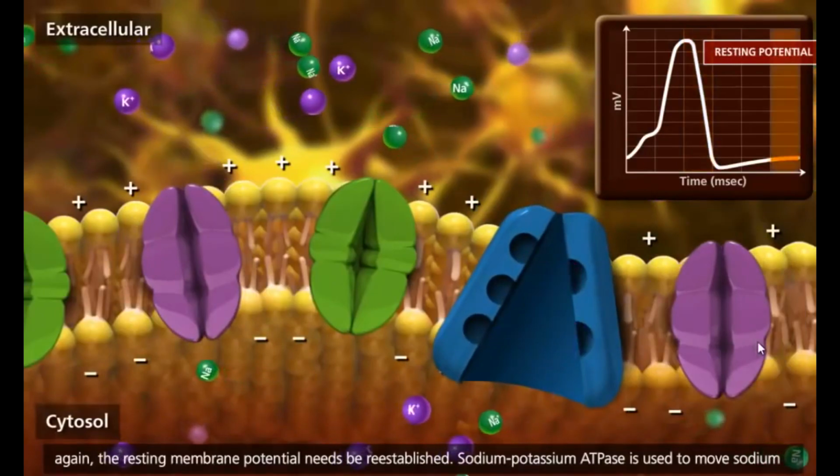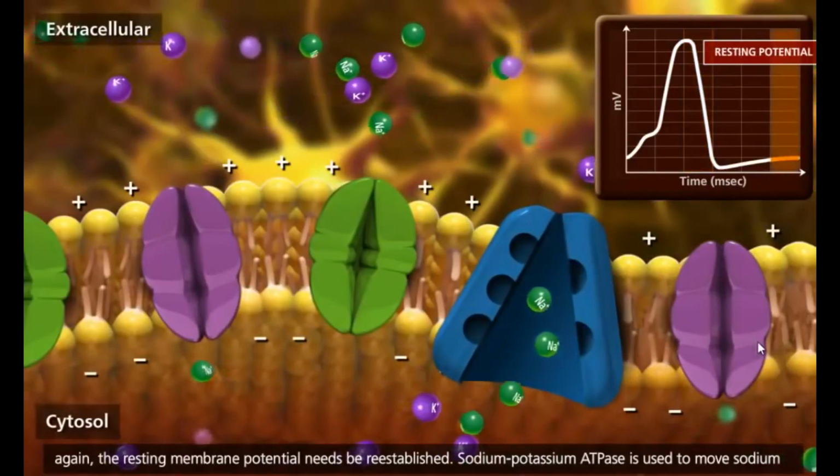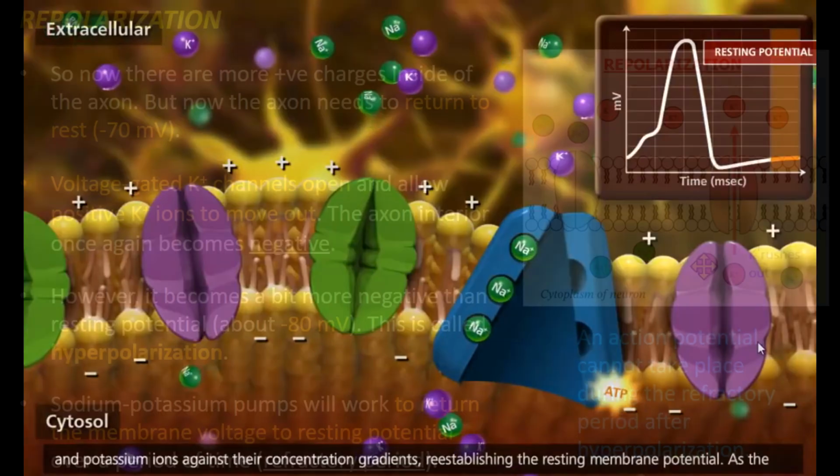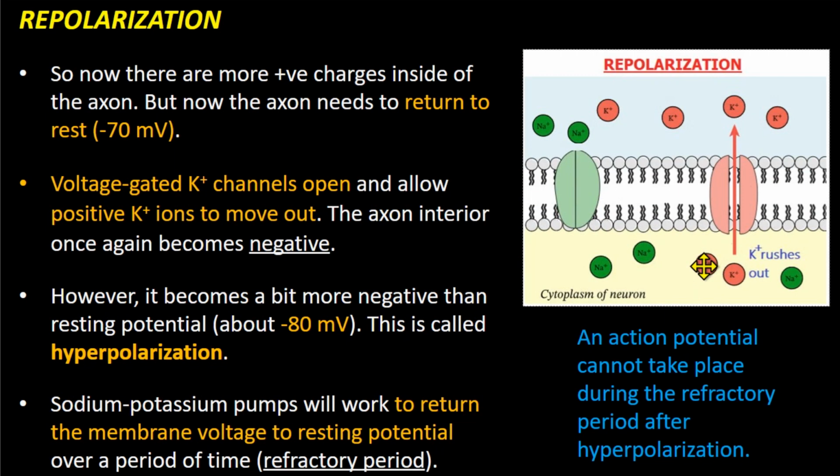So the axon interior will once again become negative. But something happens here. It becomes a bit more negative than resting potential, about negative 80 instead of negative 70 millivolts. This is called hyperpolarization. Basically, a little more overshooting happens here because a few more positive ions end up exiting than they're supposed to.